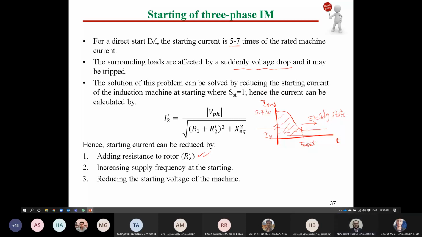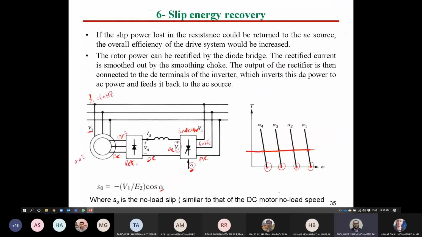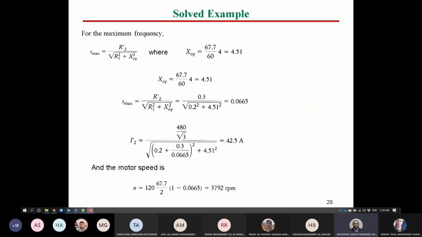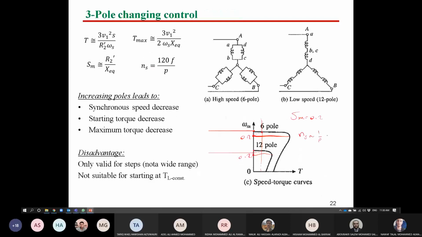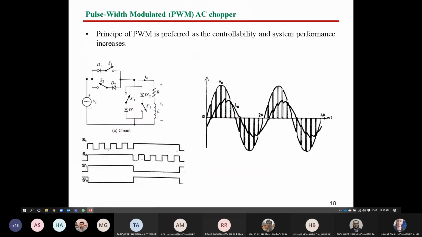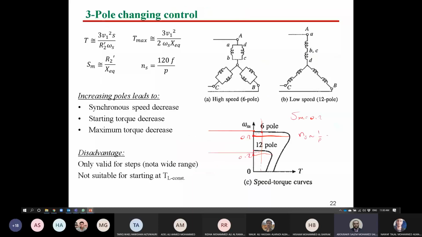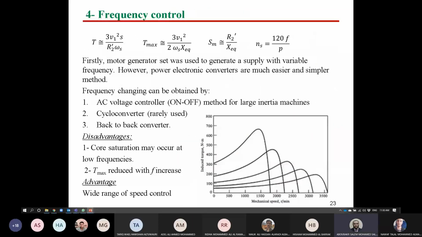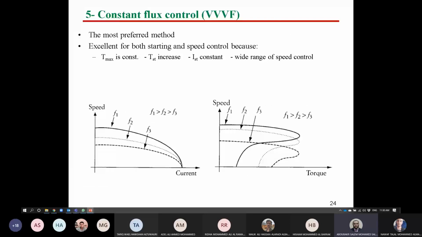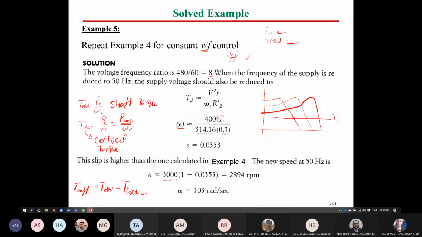However, increasing supply frequency, and if we return back to the supply frequency here, this is the voltage control, frequency control, okay? So increasing the supply frequency, as you can see, what happened to the torque? It's decreased. So if you have constant load torque, it may make a problem. So this is the drawback of starting with high frequency.